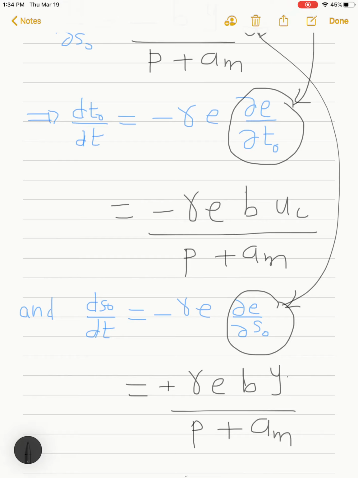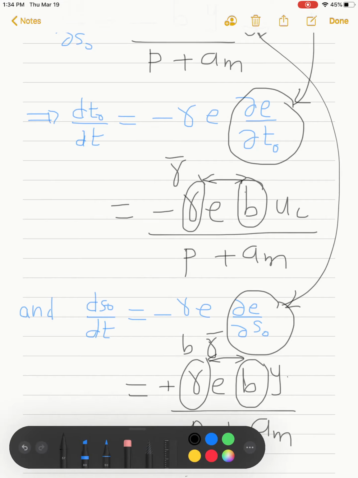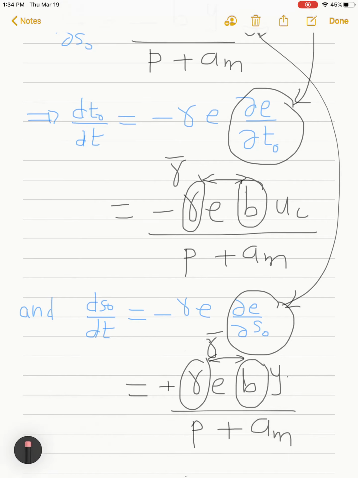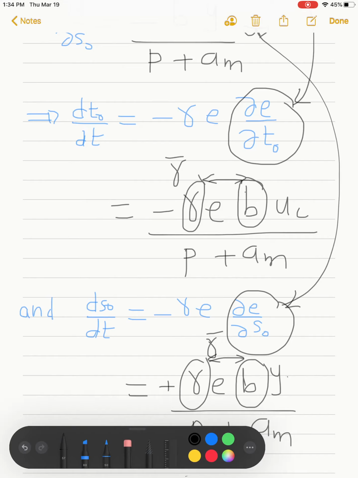So I notice here that I have a product of gamma times b in both expressions. b is not known, however its sign is known. So I can replace that product by another constant, I call that gamma dash. So these two will be just gamma dash. And that completes the solution.